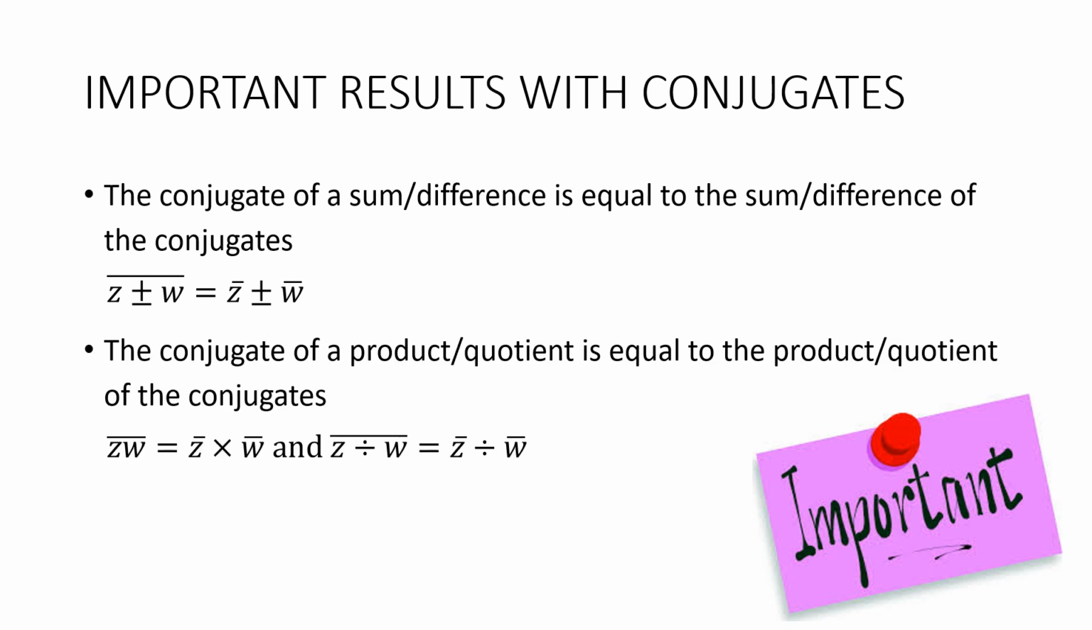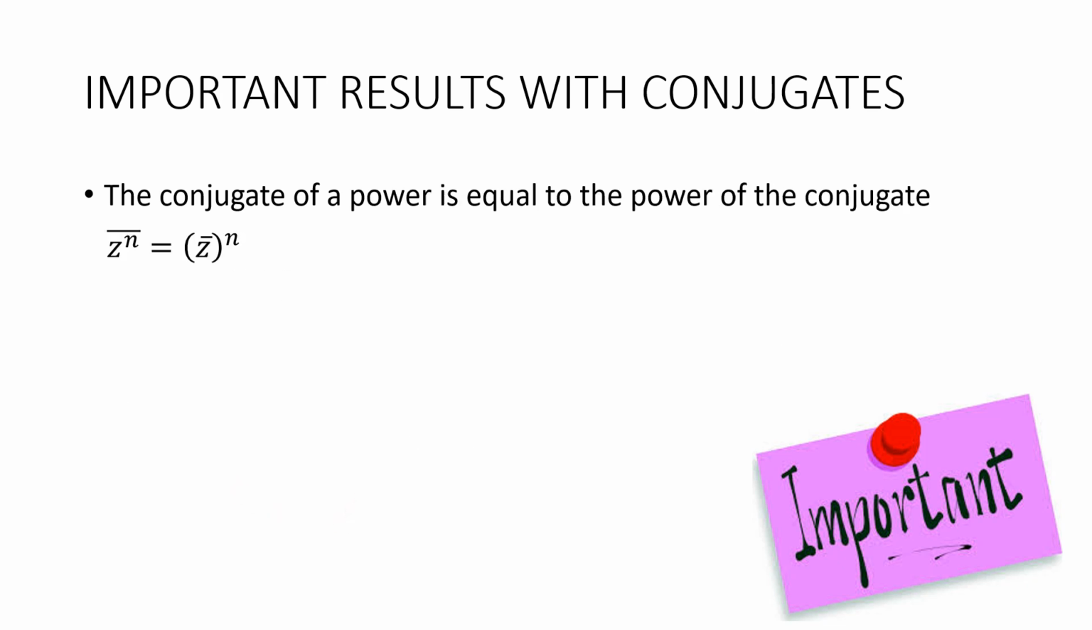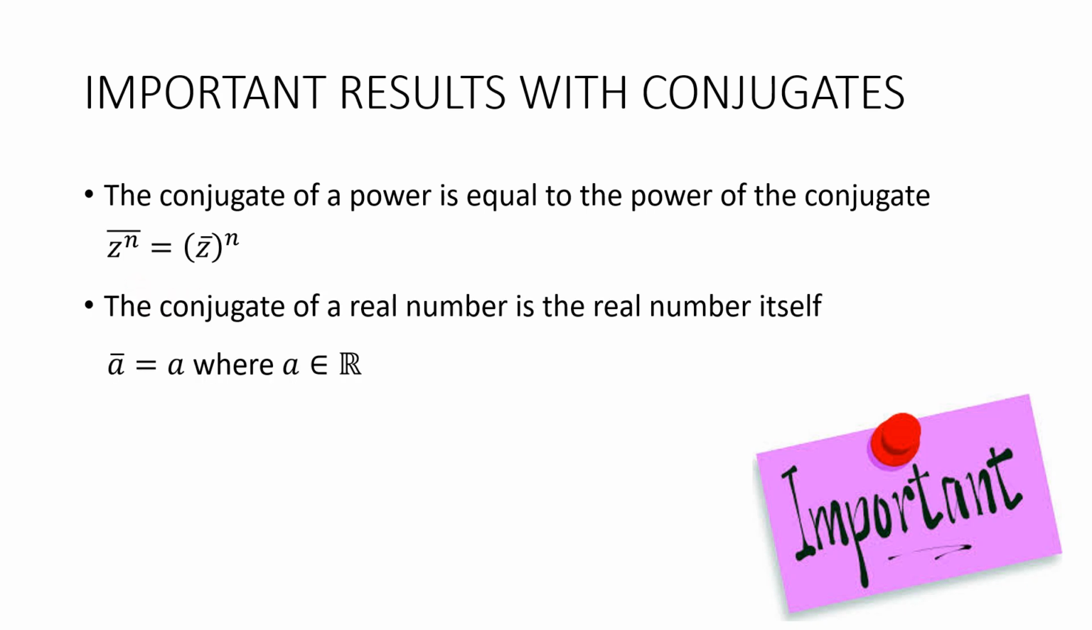Also, the conjugate of a product or quotient is equal to the product or quotient of the conjugates. So it also works for multiplication and division. We also have the conjugate of a power is equal to the power of the conjugate. So I'm going to split it up like this. And finally, the conjugate of a real number is the real number itself.